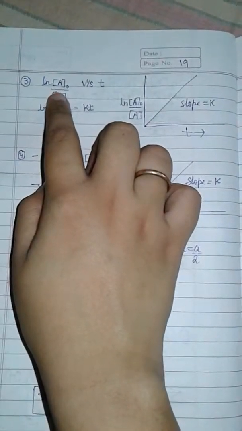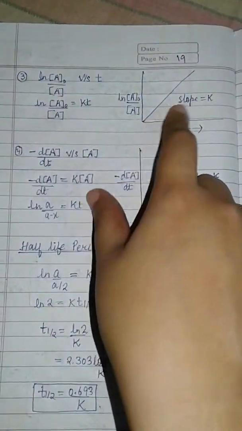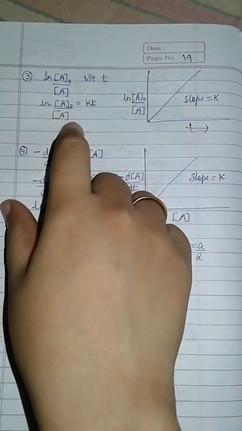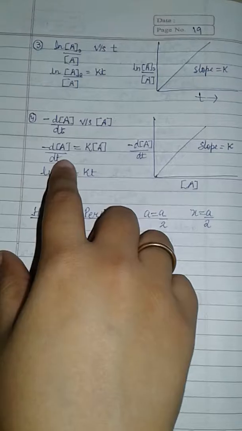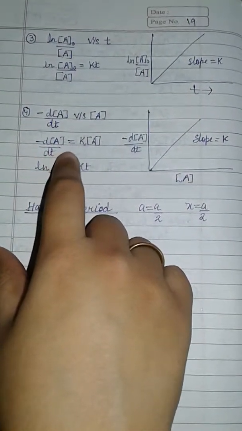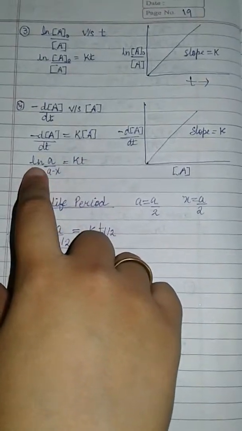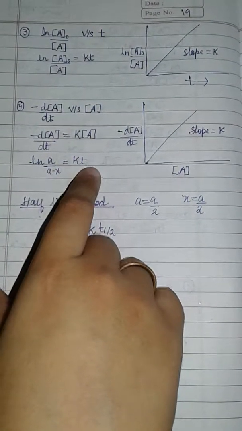The graph between ln a naught upon a versus t, we will get a straight line with slope equal to k, because ln a naught upon a is equal to kt. Now the graph between minus dA upon dt versus a will be a straight line with slope equal to k, because minus dA upon dt is equal to ka.